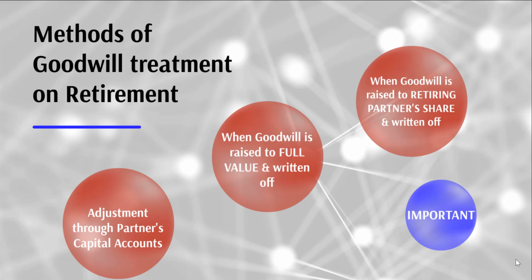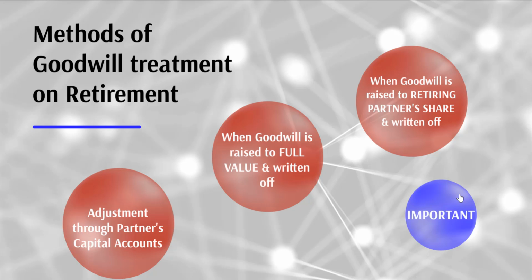We've discussed the three methods of treatment of goodwill on retirement. Please remember, the net effect of all these three methods is the same. Whether we follow the first method or the second method or the third method, the net effect of all these three methods will be the same.